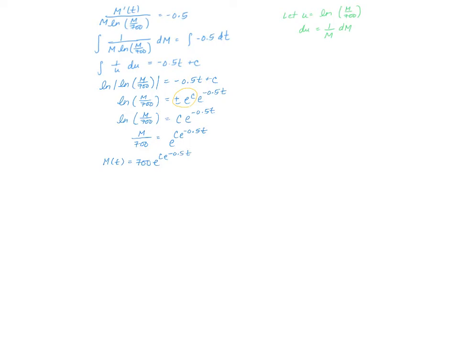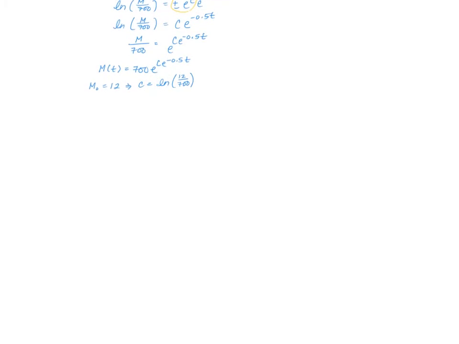We have some initial conditions. Remember, we have the initial mass is 12. So since the initial mass is equal to 12, what that means is that when t is equal to 0, the mass is equal to 12. And solving for the variable c, we'll have that c is equal to the natural log of 12 over 700. So 12 over 700 will reduce by 4.